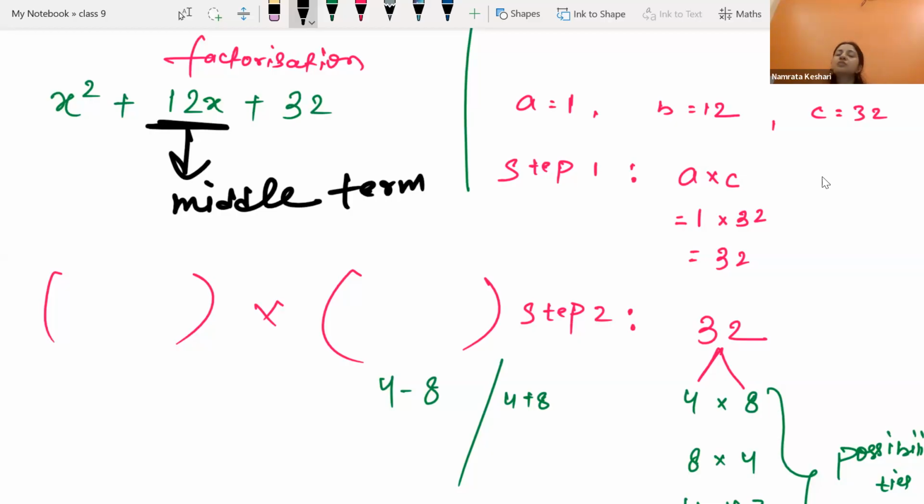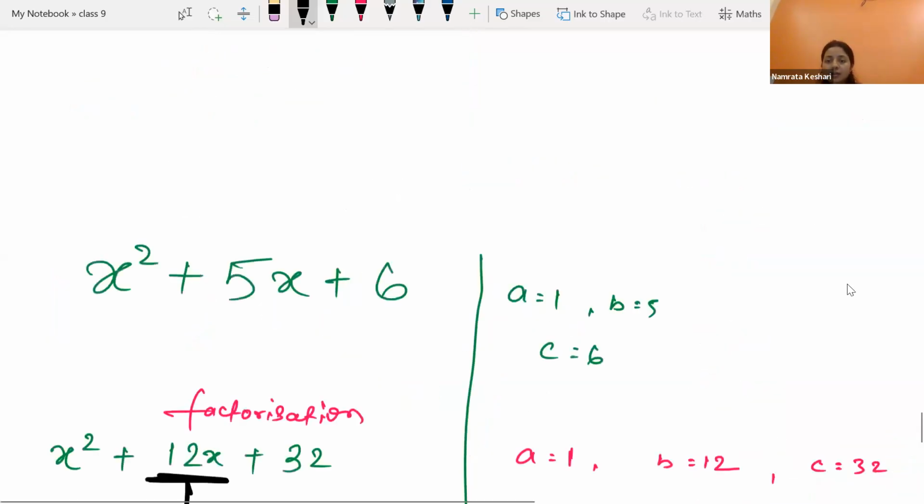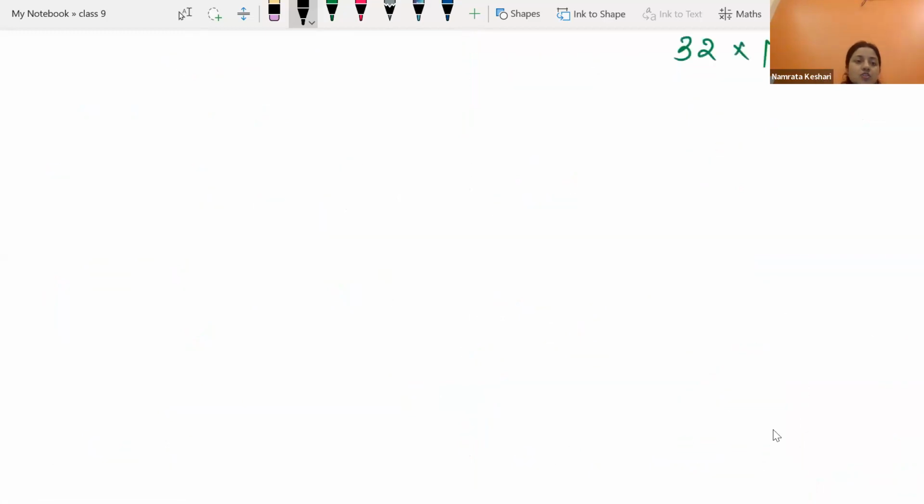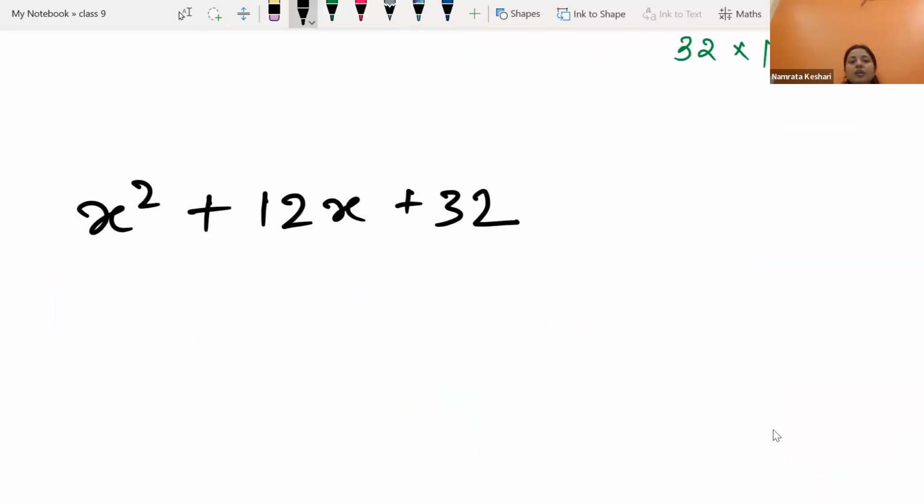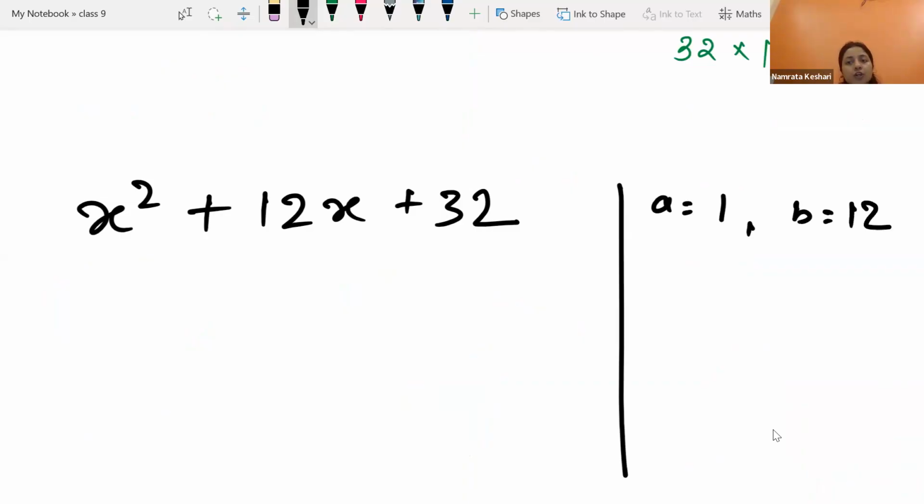If you are getting confused, okay, if you are learning it for the very first time, there is a chance that you will end up getting confused. Again, I am reminding you, don't get confused. First we will be finding a and c. Our polynomial was x square plus 12x plus 32. Step 1 is to find what is a, what is b, what is c. And then from here we will take step 1. Step 1 is to multiply a with c. We did the multiplication and we got just 32.